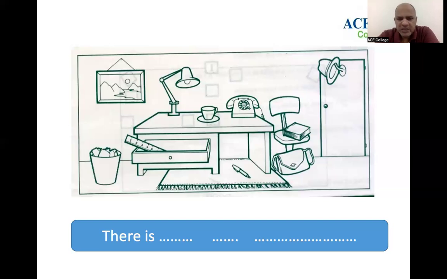Okay. There is a picture on the wall. On the wall. Yeah, there is a hat. We call that hat. This one is a hat on the door. Okay. There is a bag near to the chair. Near the chair. Okay.